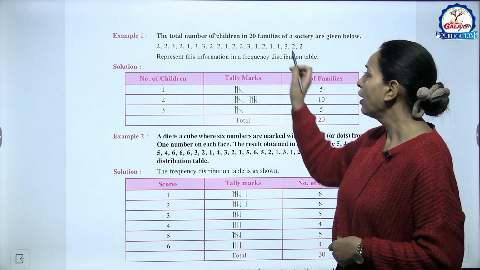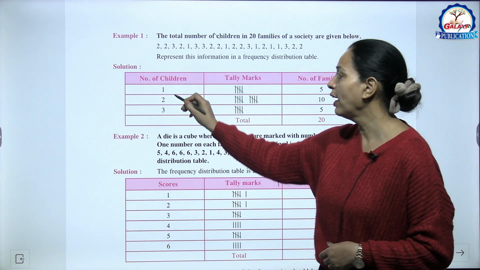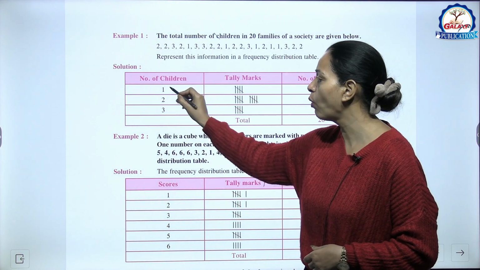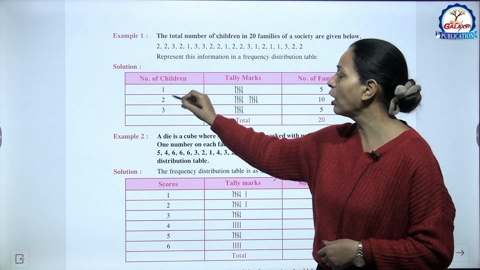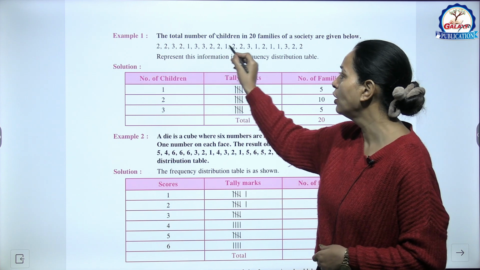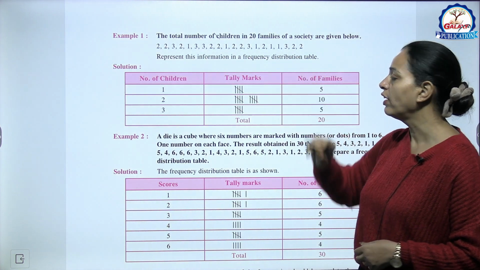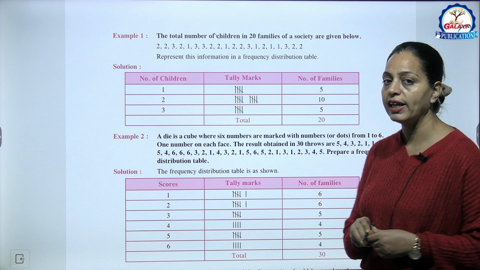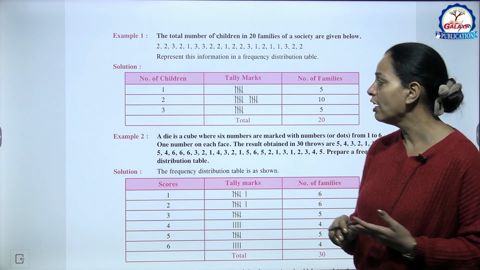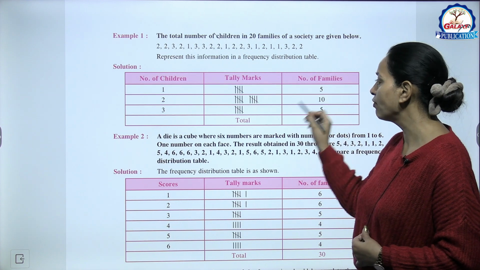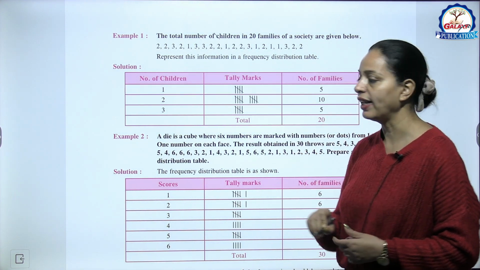So here the lowest number is 1 and the highest number is 3. 1, 2, 3. Okay, now count 1. 1 comes how many times? 1, 2, 3, 4, 5. It means frequency of 1 is 5. 5 families have one child only. So here number of families 5 and tally marks like this.